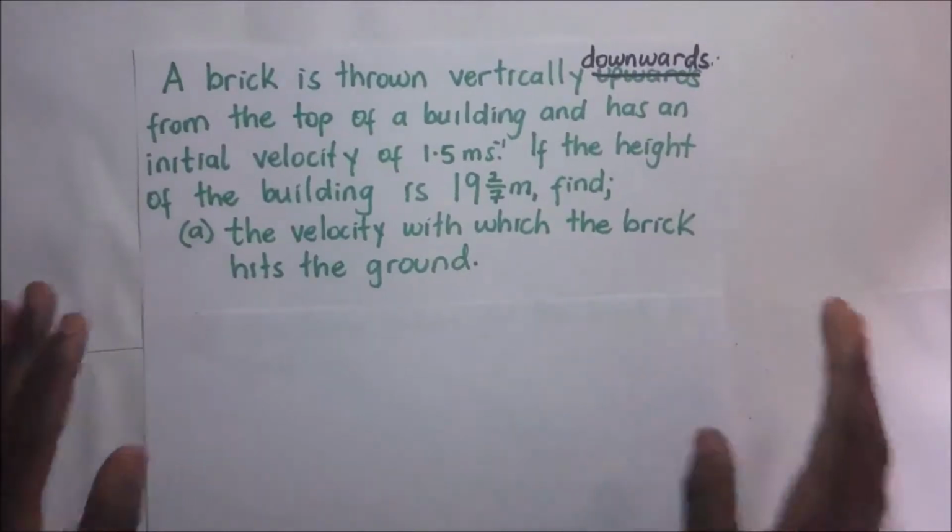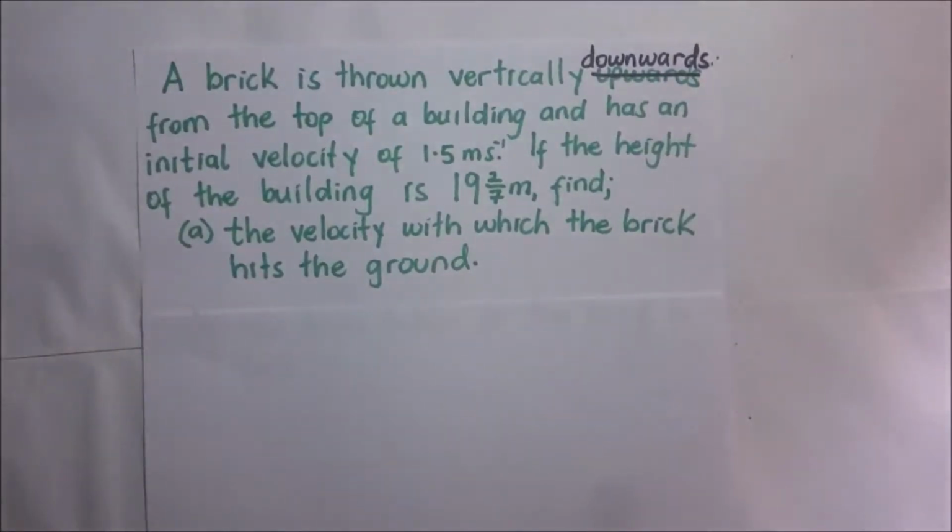So we have a question right here. A brick is thrown vertically downwards from the top of a building and it has an initial velocity of 1.5 meters per second. If the height of the building is that, find the velocity with which the brick hits the ground.